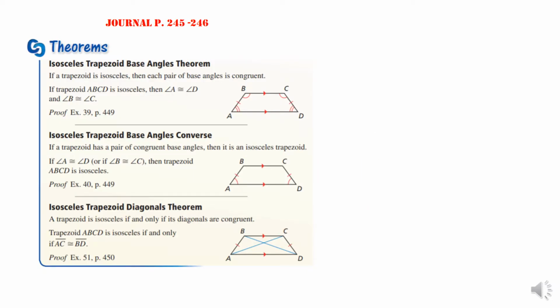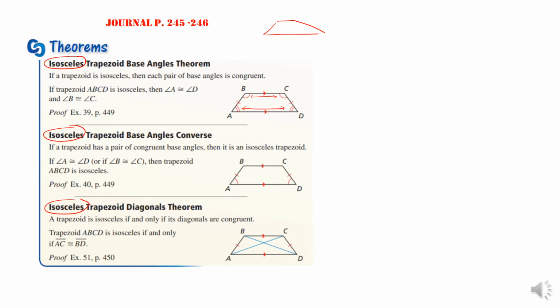Okay, so here are some theorems about isosceles trapezoids specifically. If a trapezoid is isosceles, then the pair of base angles are congruent. So these are congruent. Notice that the base angles apply to the ones that are connected to the same base. Okay, in a regular trapezoid, those base angles are not congruent. So it's important that you understand that this only applies to isosceles trapezoids.